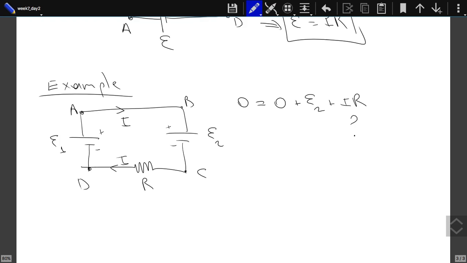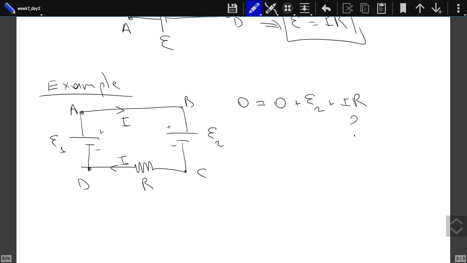Well, kind of. You see, whether this I is positive or negative, this expression will always be true. Let's say if I is positive, in that case we know that C is at a higher potential than D, so the potential drop will be a positive number, which will be I times R. If I is negative, it means C is at a lower potential than D, so as we go from C to D, the potential increases, it doesn't drop.